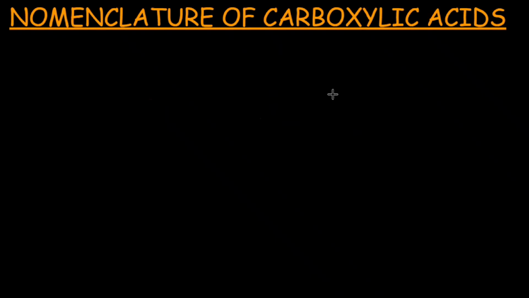In this lecture, we will discuss the nomenclature of carboxylic acids. Carboxylic acids are acidic in nature and contain carbonyl-carbon attached with hydroxyl group. This is the reason the molecules are given the name of carboxylic acid. One end of the carbonyl-carbon may contain hydrogen, alkyl or aryl group.